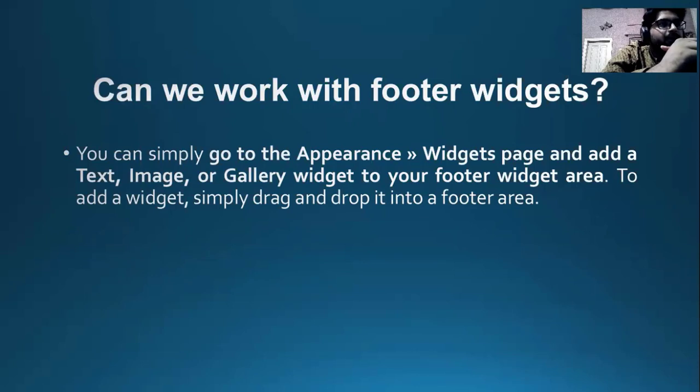We can simply go to Appearance, then Widgets, and add any kind of text, image, gallery widget, social share widget, or contact us widget in that specific area. To add a widget, simply drag and drop that widget into the footer area.